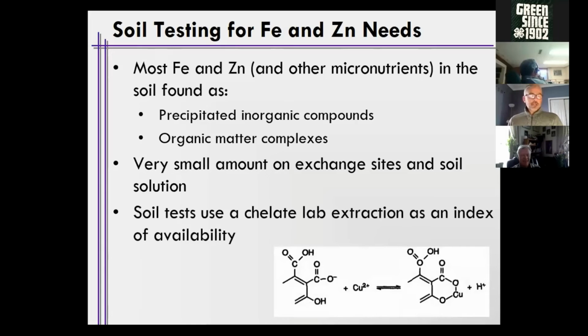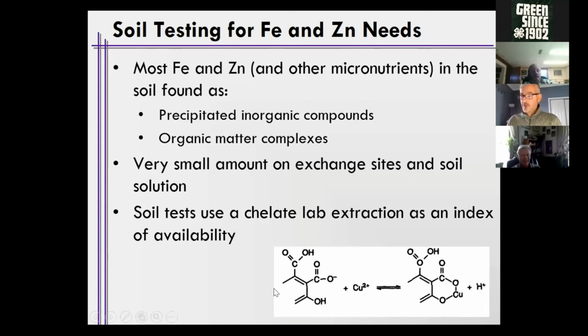So this is what we do, right? And most of you know this that are on this call. When we want to determine how much iron or zinc is available for plants, we take a soil sample and we send it to a testing facility. And they typically, here in Colorado, use a chelate extraction, right? So the typical extraction here in Colorado is DTPA. That's a chelate extraction. And that chelate, this isn't DTPA, but it looks something like this.